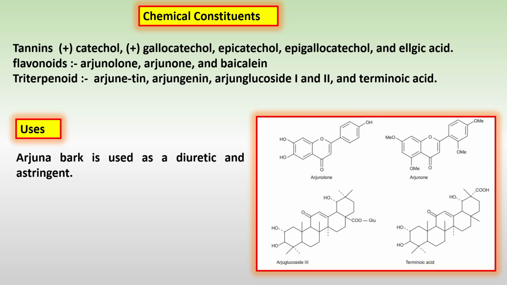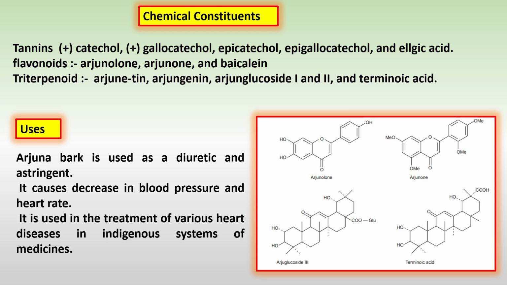Uses of Arjuna bark: it is used as a diuretic and astringent. Diuretic means, you should know, increases the urine output, and astringent means precipitates proteins. So it can be used for wound healing. It can even arrest bleeding. It causes a decrease in blood pressure and heart rate. It is used in the treatment of various heart diseases in the indigenous system of medicine.